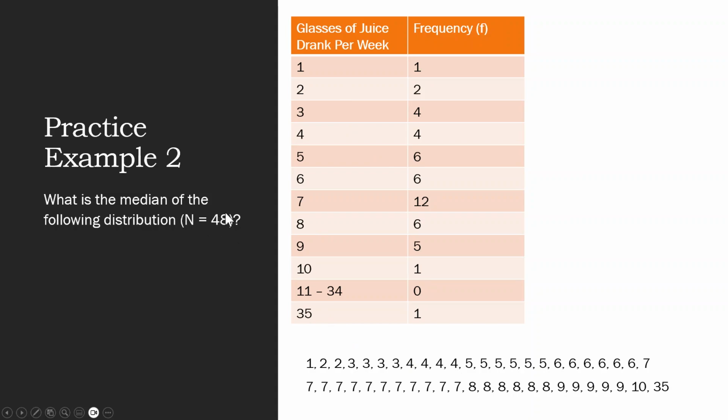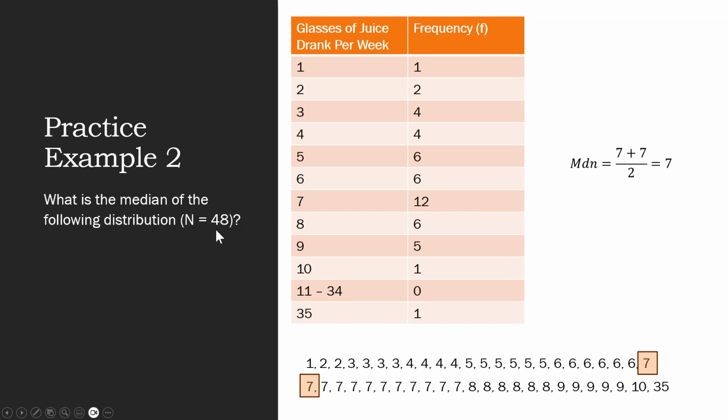I know that there's an even number. So the observation in the 24th and the 25th position, divide that by 2, right? Get to the 24th. So the observation in between the 24th and the 25th position would make up my median. Those two there, if I take the average of those, I get 7. So the median of this data set is 7.